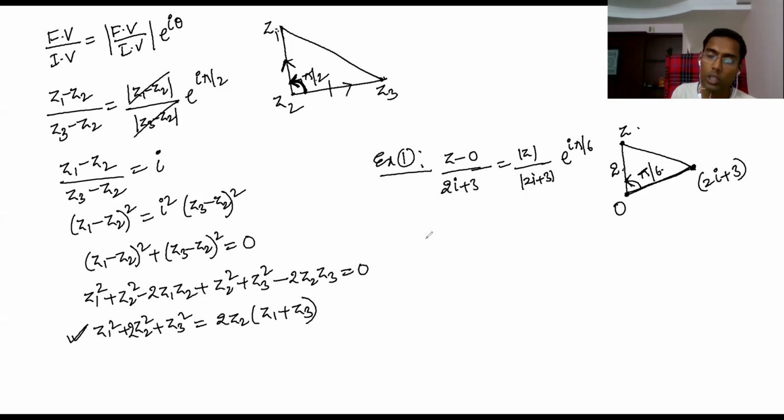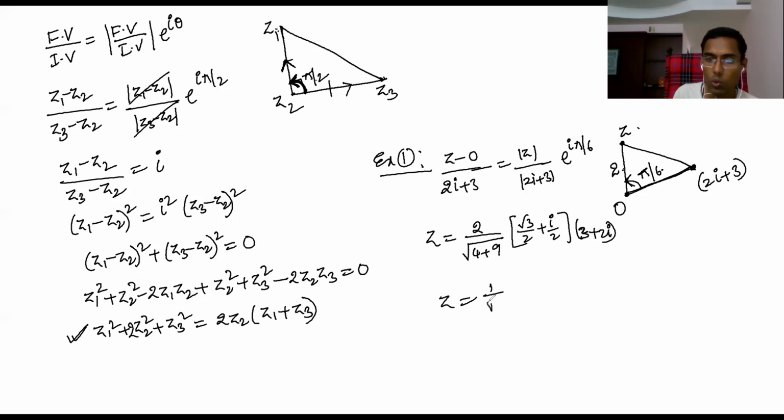To find Z, it is like this. Z equals mod Z, which is 2, by under root of 4 plus 9, into e to the power of i pi by 2. E to the power of i pi by 2 means cos pi by 2 plus i sin pi by 2, into 3 plus 2i. That 3 plus 2i is brought to this side. This is your required vector. 2 gets cancelled here. 1 by root 13 into the required vector is root 3 plus i times 3 plus 2i. If you do this, you get the answer.